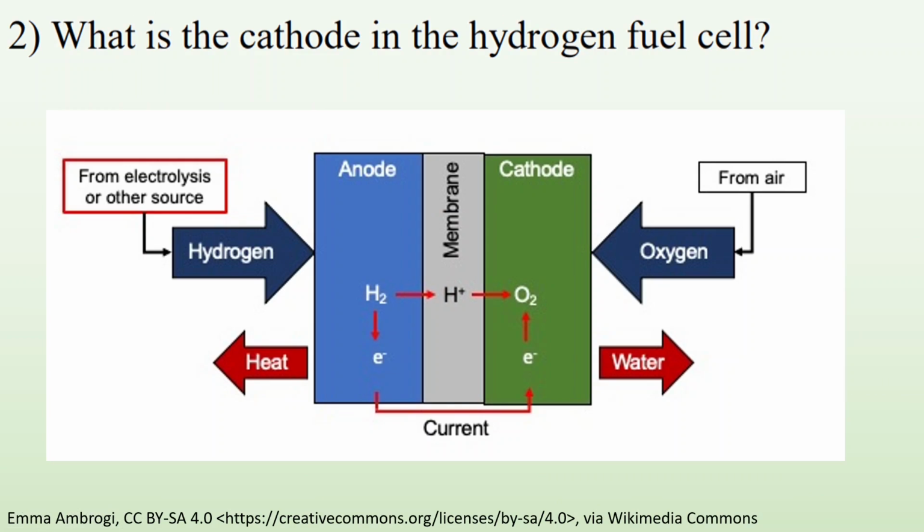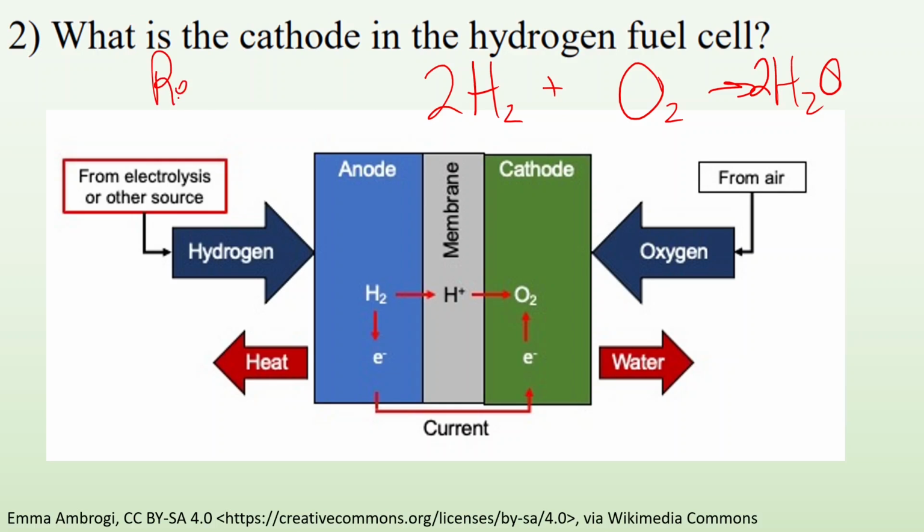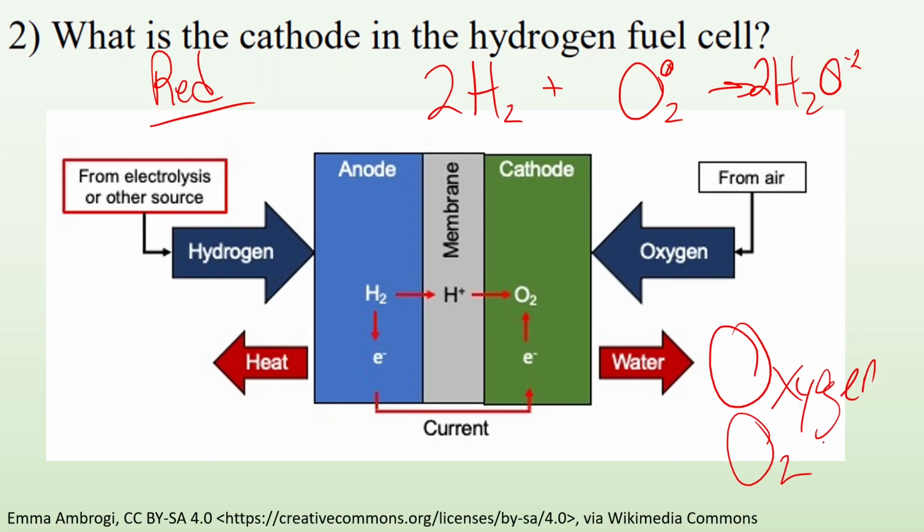Number 2, what is the cathode in a hydrogen fuel cell? We know hydrogen fuel cells have to do with H2 and O2, and they react to give us water. This is not balanced, but I guess I could balance it, make everybody happy. So what's going on here? What's the cathode? Well, we know the cathode is where reduction occurs. So what's being reduced? Well, the oxygen is. It goes from 0 to become O minus 2. And that is reduction. So the answer is oxygen, or specifically O2.